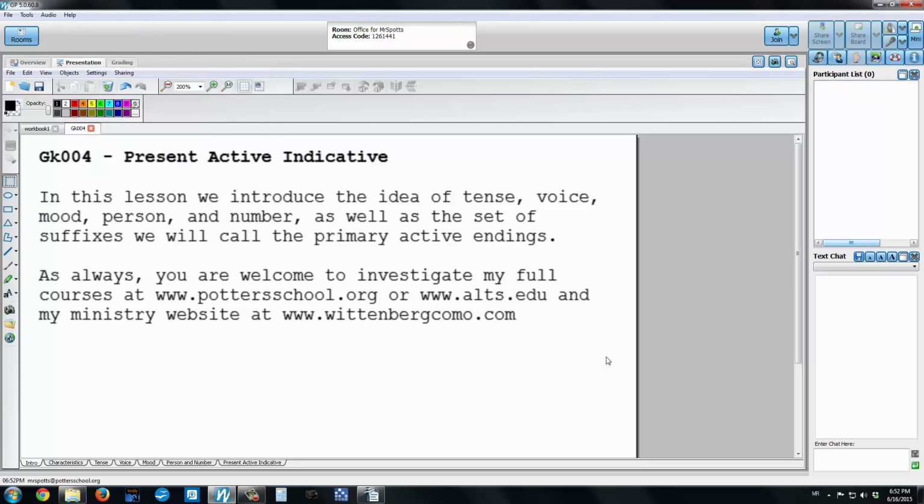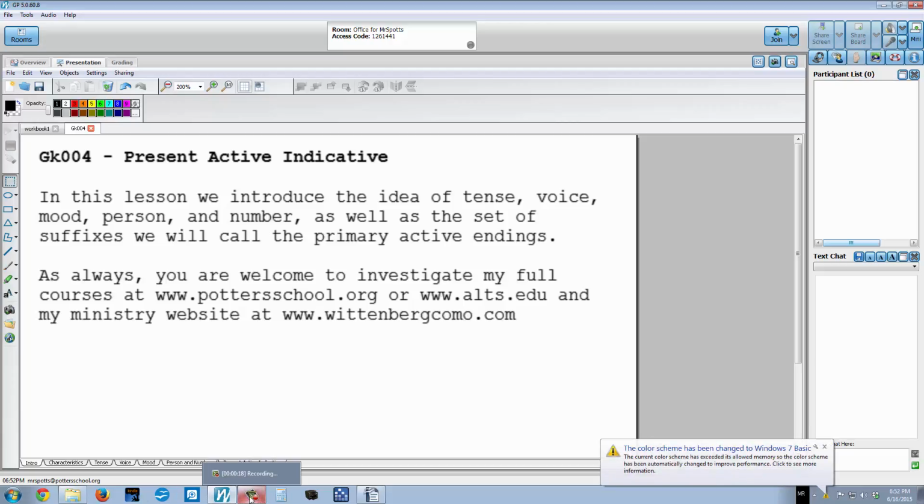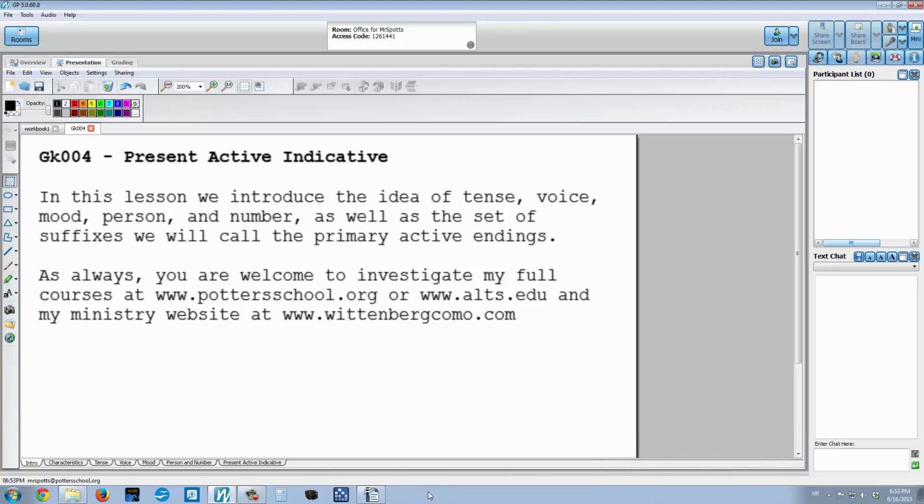Well, hello and welcome. This is Greek session number 4, introducing the present active indicative. In this lesson, we're going to introduce the idea of tense, voice, mood, person, and number, 5 very important characteristics that we find going on in verbs in Greek. And we'll also meet a set of suffixes that we call primary active endings.